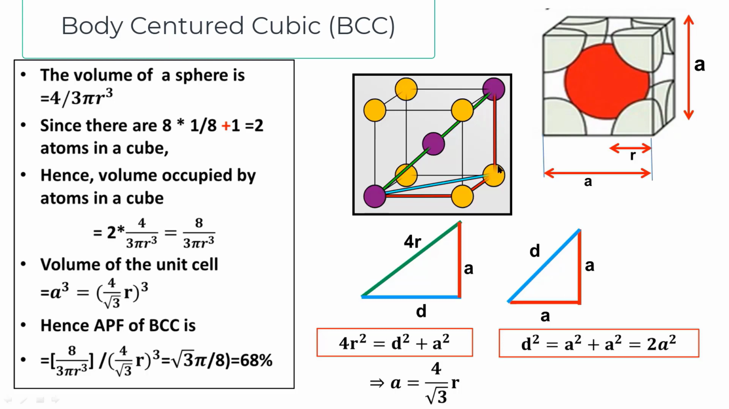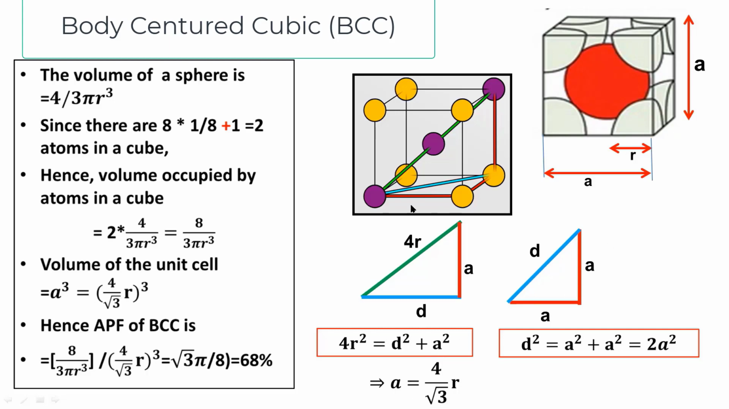Hence there are two triangles forming. One is from purple to purple atom, then to the bottom yellow color atom, then back to purple. That is shown here, and as it is discussed that this diagonal size will be 4R and the lattice parameter vertical is A, and the diagonal that is shown at the bottom is assumed as D. When we apply the Pythagoras theorem, it becomes (4R) square is equal to D square plus A square. It implies A is equal to 4 by root 3 into R.